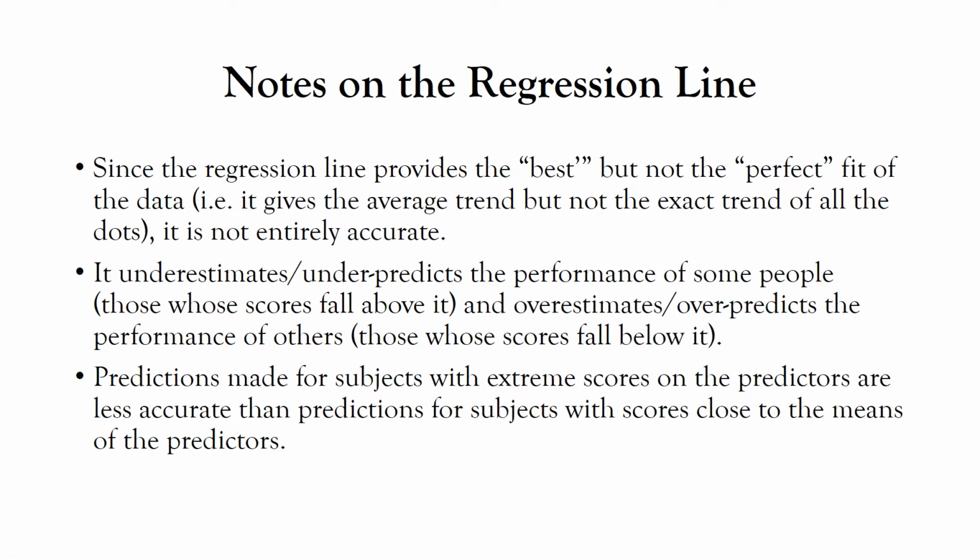Otherwise, we won't be doing regression analysis if we can really give an exact trend of the dots of the data. So for this, it's just the average trend. Because of this, there are certain limitations to the regression line. Sometimes it can underestimate or underpredict the performance of some people, those whose scores fall above it, and overestimate or overpredict the performance of others, those whose scores fall below it.